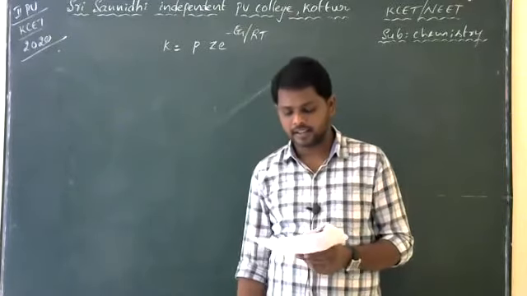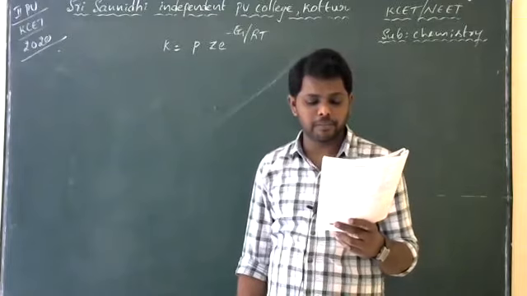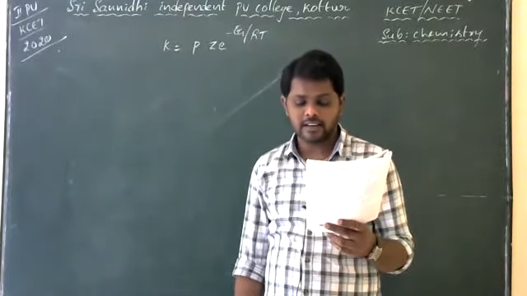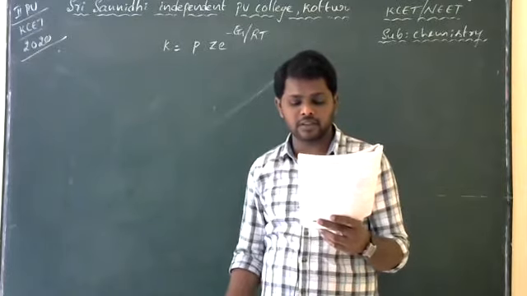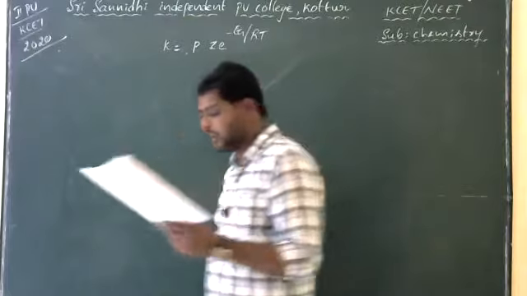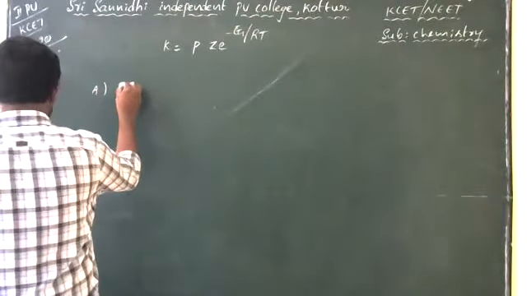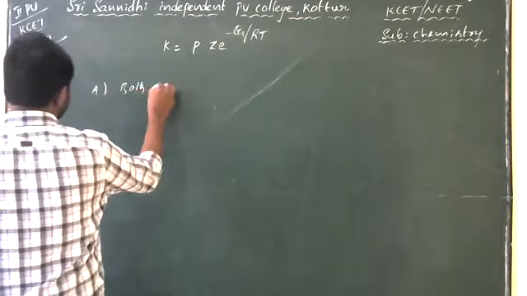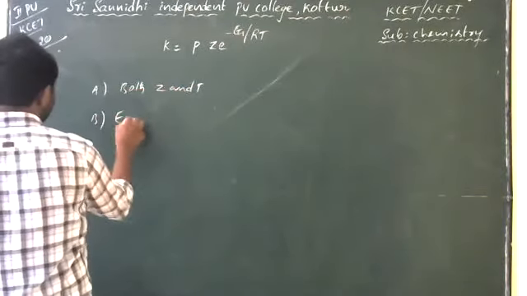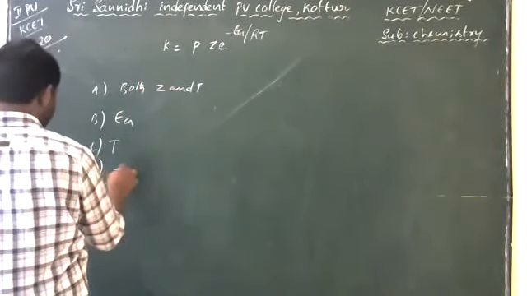See, the rate constant of a reaction is given by K is equal to P into Z E to the power of minus Ea by RT. Under standard notation, in order to speed up the reaction, which of the following factors has to be decreased? Option A is both Z and T. Option B is only the Ea. Option C is T. Option D is Z, right?